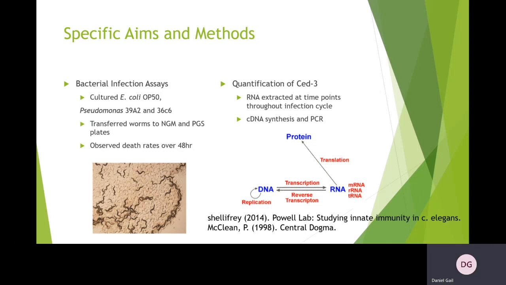PGS is considered fast kill because it has a higher osmolarity, which means it has a higher salt content, which has been shown to allow for more activation of fast kill genes. OP50 was cultured on NGM just so we could have a control, because we knew that C. elegans would survive perfectly on OP50 and NGM.